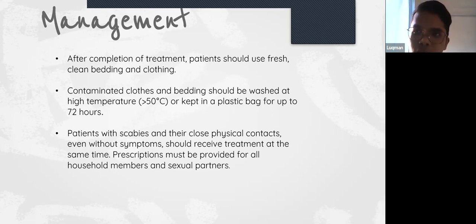There are also methods where you iron the clothes, but ironing the clothes alone is not as effective as washing the clothes at high temperature, because there will be a part that is not covered by the iron.